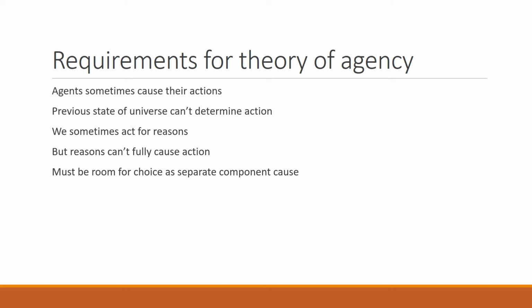Now, how can we come up with a theory of agency that fulfills all of these requirements? How can we say that an agent sometimes causes their action? Notice what he's saying here. An agent isn't an event. So previously we said events cause other events. It's the ball hitting the window that causes the window to break. So we might sometimes say it's the ball that causes the window to break.